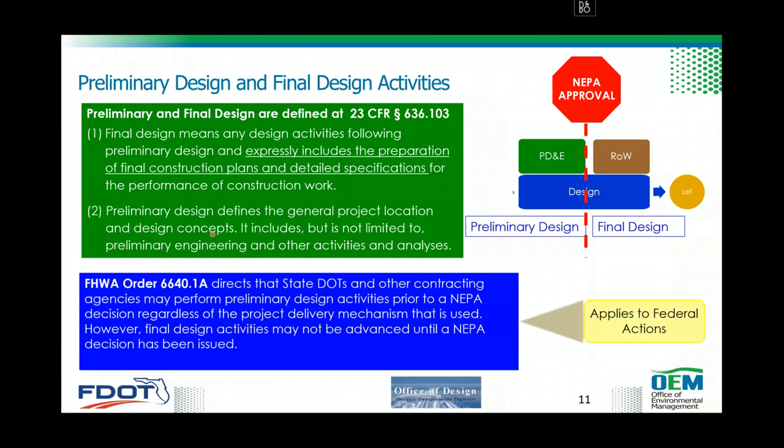Then FHWA Order 6640.1A directs the state DOT, FDOT in our case, and other contracting agencies that they may perform preliminary design activities prior to a NEPA decision regardless of the project delivery mechanism that is being used. However, final design activities may not advance until a NEPA decision has been issued.